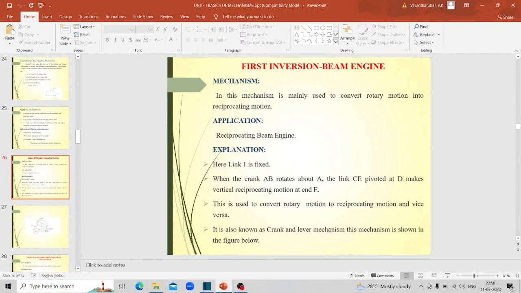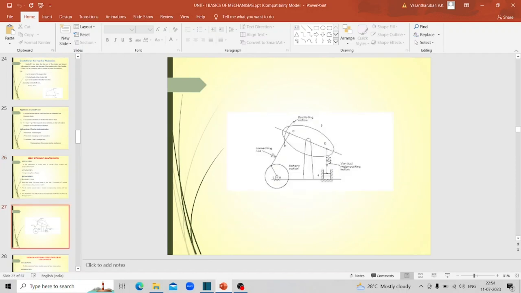First we will see the first inversion of the four-bar chain mechanism. Here the reciprocating beam engine is the application. Here one link is fixed, and the crank AB rotates about A. The link C provided, rocking at D, makes a vertical reciprocating motion. So for the four-bar chain mechanism, the application is the beam engine.